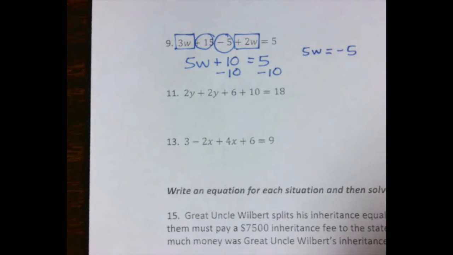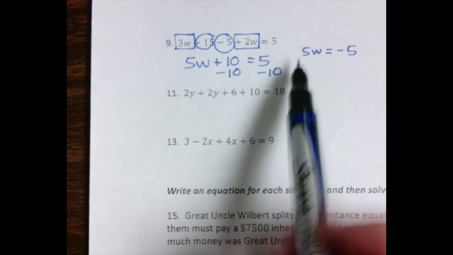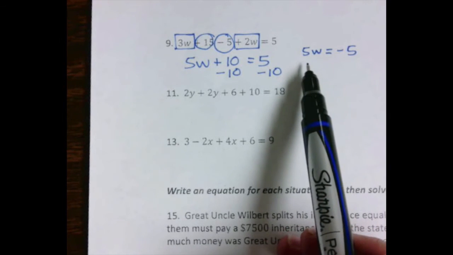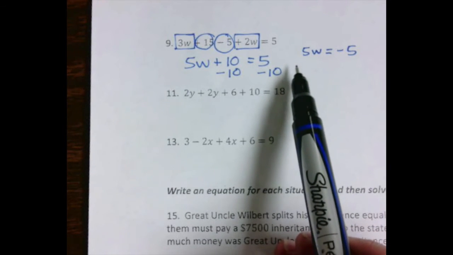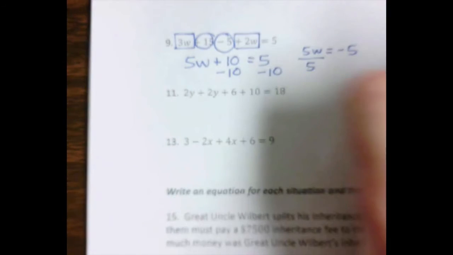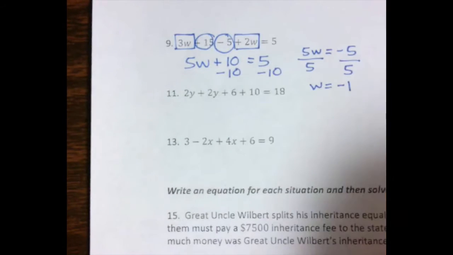And at this point, you need to think about what operation is between the 5 and the w? Well, it's multiplication. So you need to do the inverse operation of multiplication, which is division. So you need to divide 5w by 5 on both sides. So you would end up with w equals negative 1.